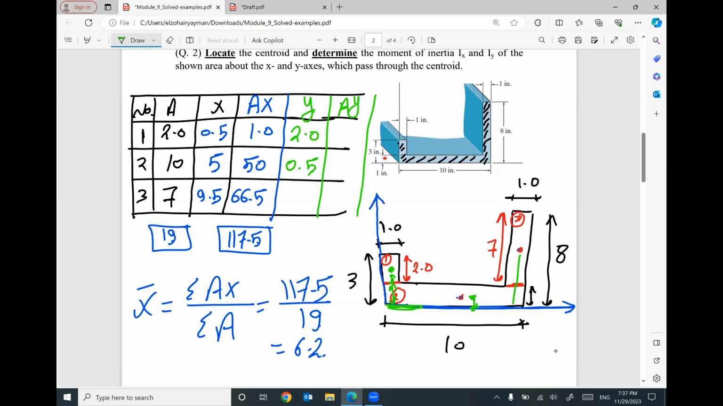What is the vertical distance between this centroid and your horizontal reference? It will be 3.5 plus 1. It will be 4.5. If you multiply area by this one, it will be 4. Area by this one will be 5. Area by this one, so 7 times 4.5, I got 32.5. Go ahead and find out the summation here.